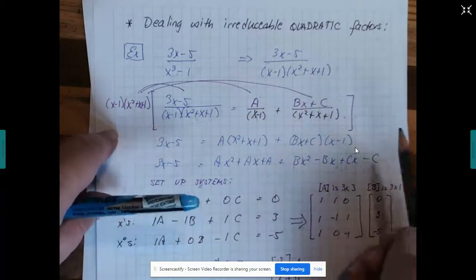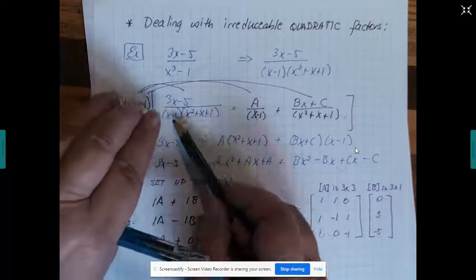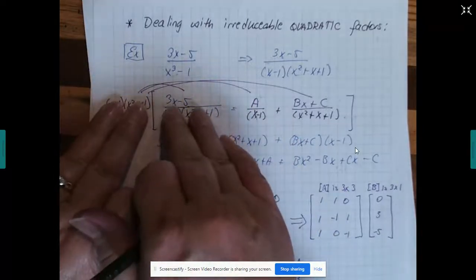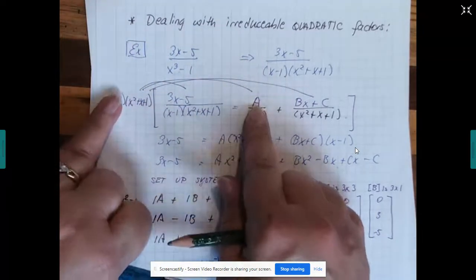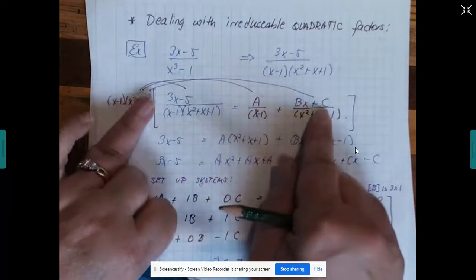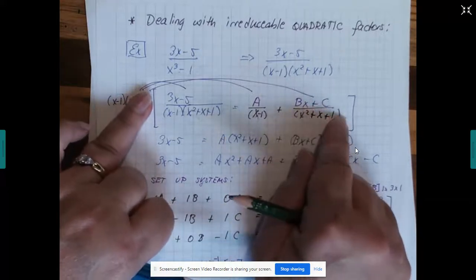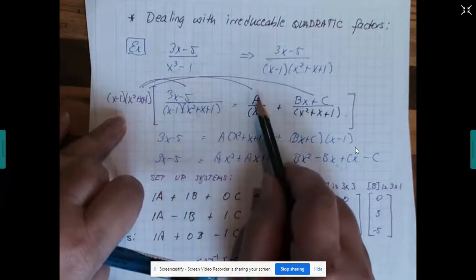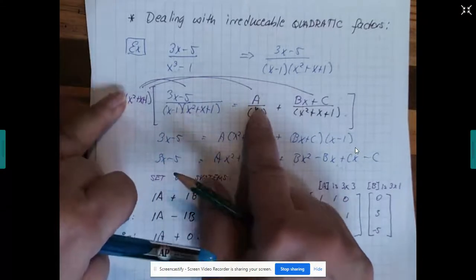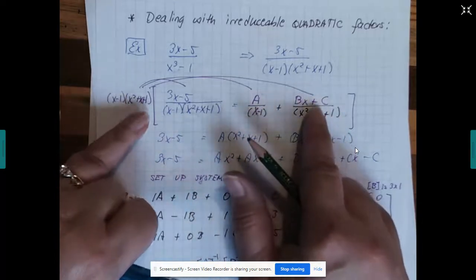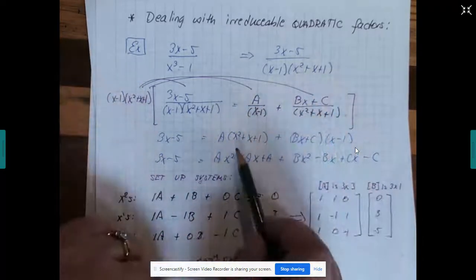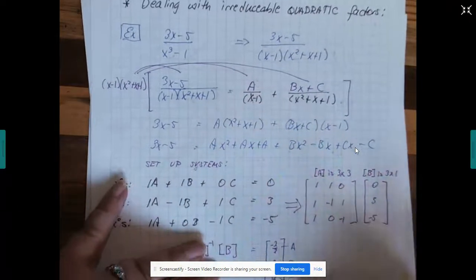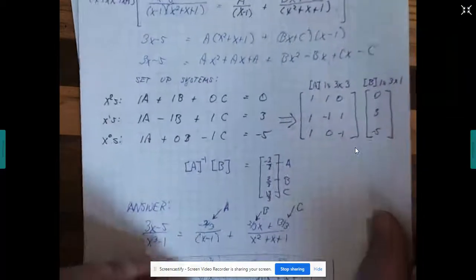The rest is all exactly the same. Get rid of the denominator by distributing the common denominator out. In this one, these two cancel out. In this one, these cancel out. And in this one, the quadratic cancels out. So you're left with 3x minus 5, A times (x squared plus x plus 1), and (Bx plus C) times (x minus 1). Distribute, collect the like terms, set up your system of equations, and then solve with your system of equations.